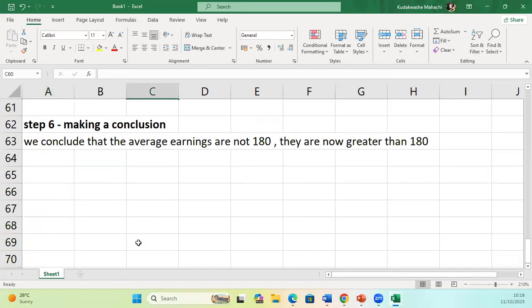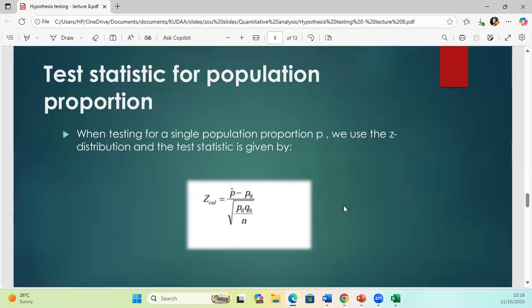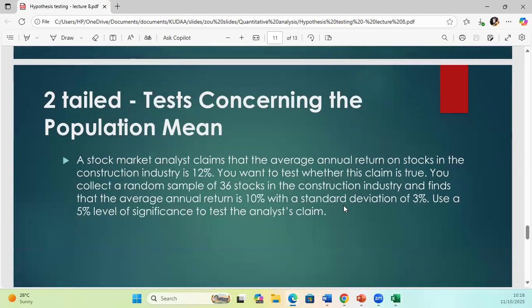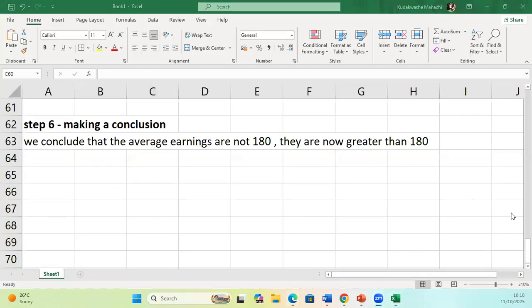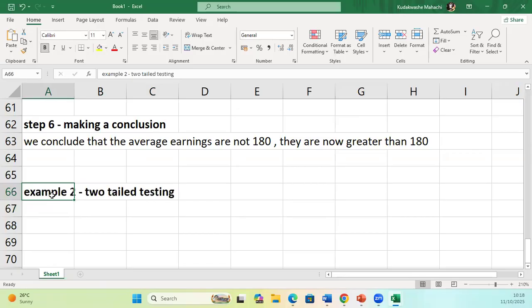Let's proceed. So that was question number 1. Let's have another question, but this time around we want to deal with a two-tailed test. This one was a one-tailed test. Now we want a two-tailed test. Let me copy the question and paste it on our Excel. So the second example involves a two-tailed test.